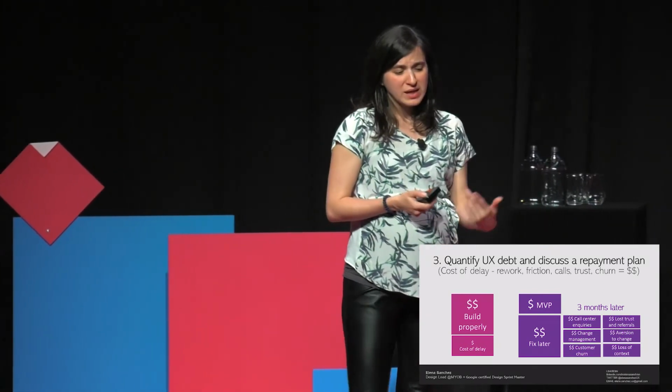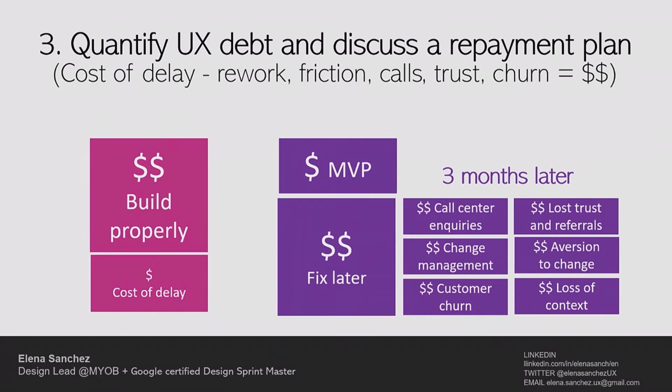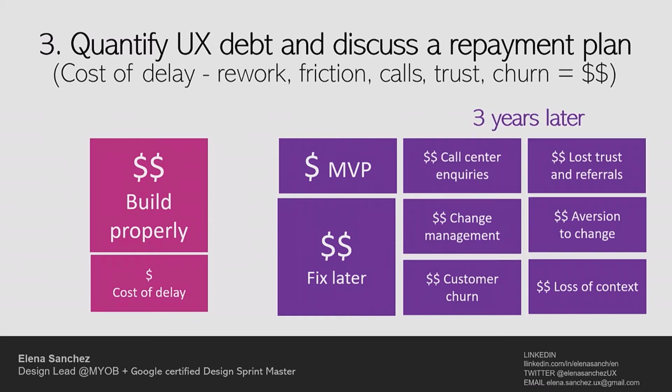And I think the other important part is not only considering the whole cost, but also that interest, that whole debt compounds over time. So if instead of 3 months, you pay that debt 3 years later, there's a few of these costs that will be much higher because people will get more used to those features. Call center inquiries might be increasing after new people joined, and lost trust and referrals will start compounding over time.